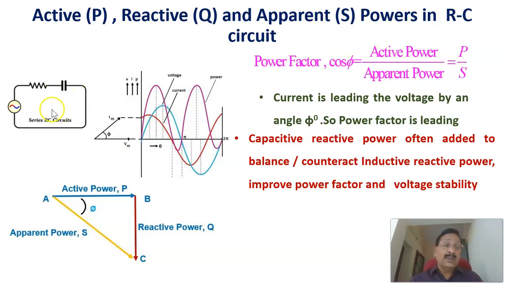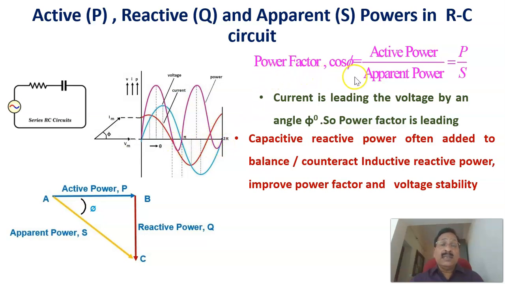This is an RC circuit. Previously, we have seen the RL circuit. In the RC circuit, the instantaneous voltage and instantaneous current are plotted. If you take the multiplication of the voltage and current, you will get the power. This is the instantaneous value of the power. You have positive power as well as small negative power. Same as the RL circuit, the positive power represents the energy consumption, and the negative power represents the returning of the energy.